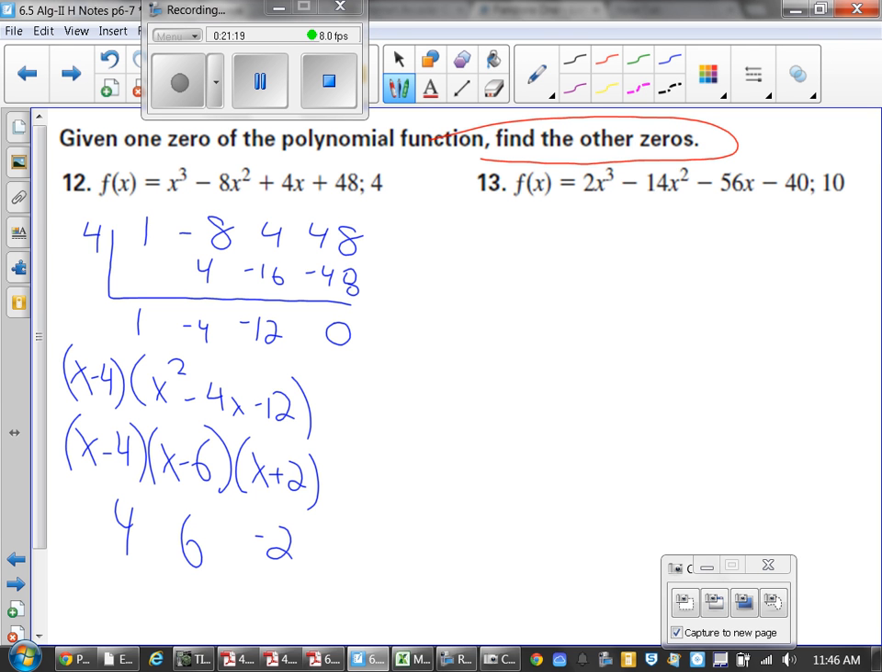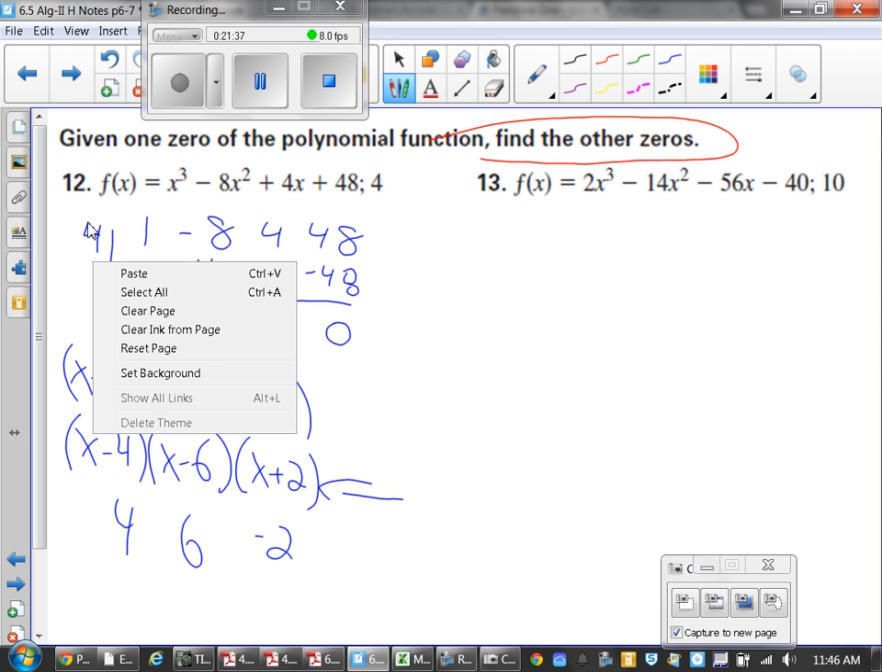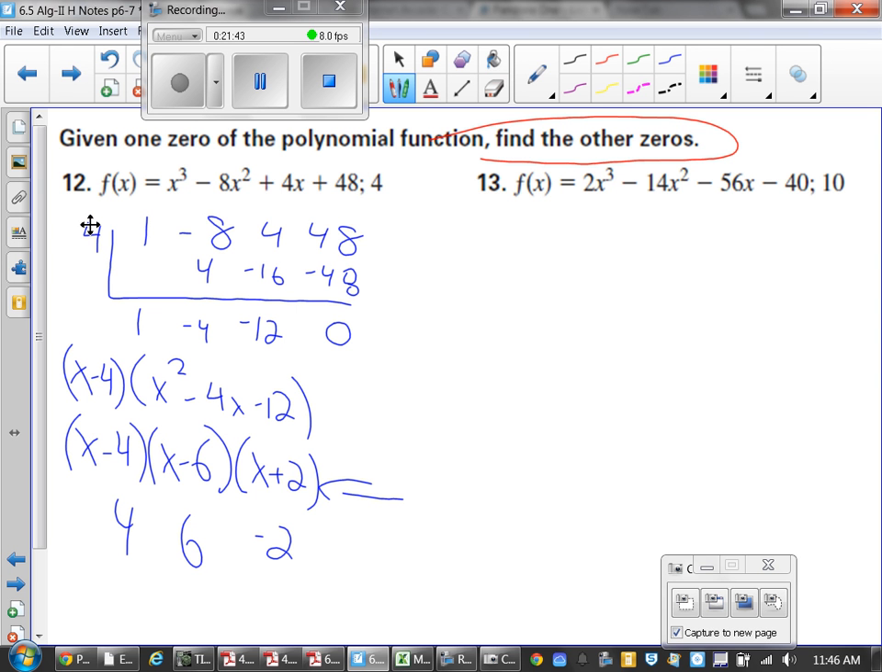After you synthetically divide, then you have a trinomial with the GCF too. Yes, ma'am. Are we required to write the 4 down because it's already given? Yes, please do, because I want you to get in the habit of writing down your terms and then your zeros below them. I know that you know that's already a zero, but bring it down with it. Because eventually when we start to graph these, where does this cross the x-axis? 4, 6, and negative 2.